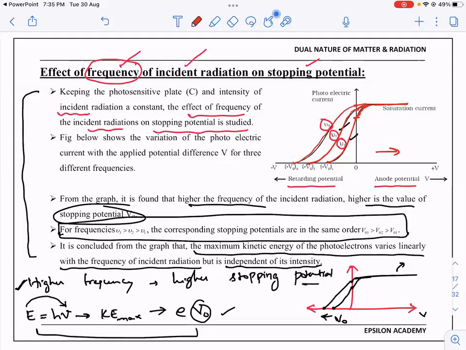So here I have written it also. You know that E is equal to h nu, right? And when you equate that h nu to kinetic energy, that h nu will in turn produce an electron with maximum kinetic energy. And that maximum kinetic energy is mathematically equal to E into V naught.